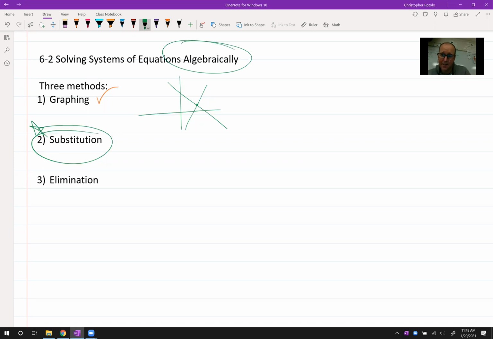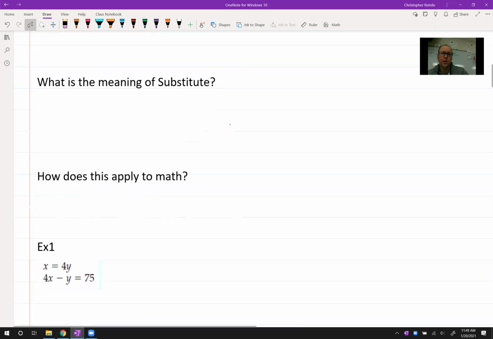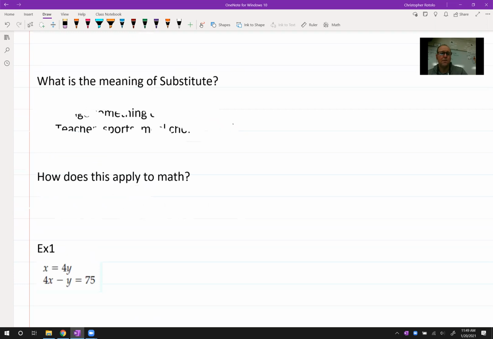So I know it might be a sad day that you don't get to graph the lines, but keep in mind that we're trying to give you another option, right? Think of it as building a toolbox of all the things that you know, and we're trying to add on here.